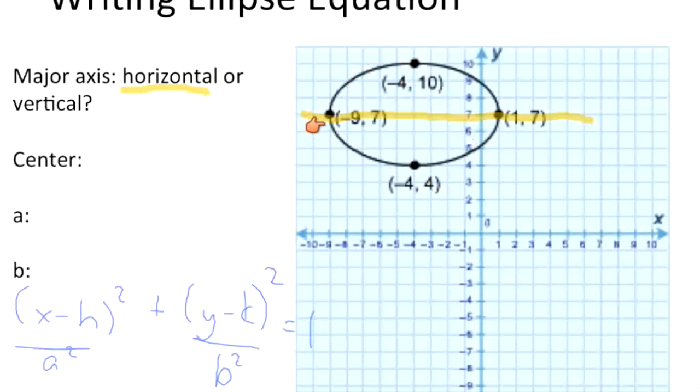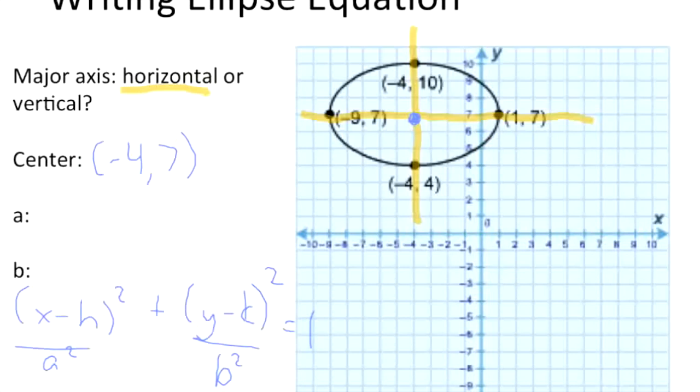So when I'm shown a picture, I have to find the center. So if I draw my other axis, then it's pretty easy to see where the center is. So in this case, the center would be at -4, 7. Everybody okay with finding center from a picture? Okay. And then there's 2 other things I need to pick out.